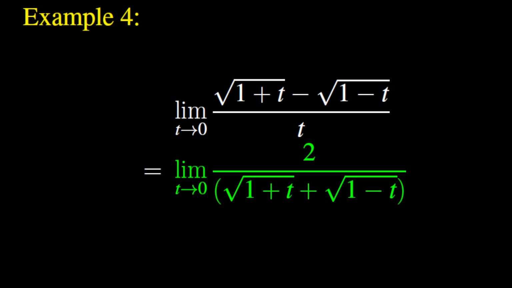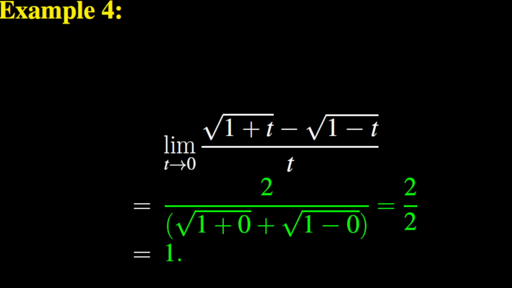Therefore, the fully simplified expression is 2 divided by the square root of 1 plus t, plus the square root of 1 minus t. We can now compute the limit by replacing t with 0 in this expression. When we do so, we get 2 divided by the square root of 1 plus 0, plus the square root of 1 minus 0. This equals 2 over 1 plus 1. So the final answer is 2 over 2, consequently, the limit is equal to 1.